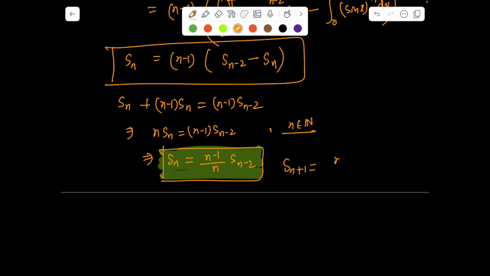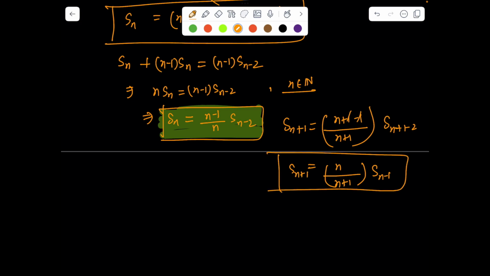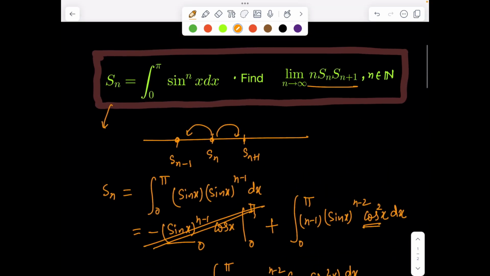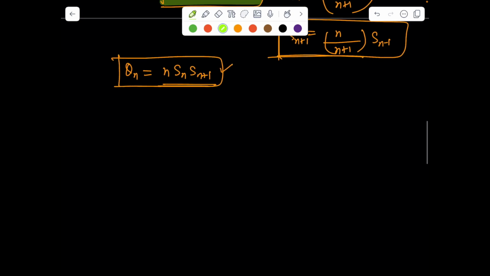So Sn+1 will be given as (n+1-1)/(n+1) times Sn+1-2, which goes to n/(n+1) times Sn-1. So now, equipped with these tools, I am ready to hit this problem. Equipped with this tool for Sn+1, we can define Qn equals n times Sn+1, because we need to find the limit as n tends to infinity of this expression, right?